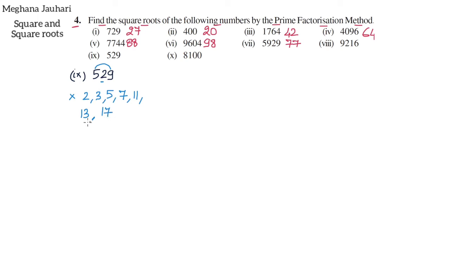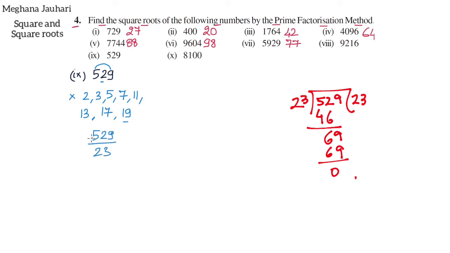It is not divisible by any of these numbers, but let's keep moving forward. So our next prime number is 19. If you check by the divisibility rule, 529 is not divisible by 19 as well. So after 19 the next prime number is 23. So let's divide it. What will you get?